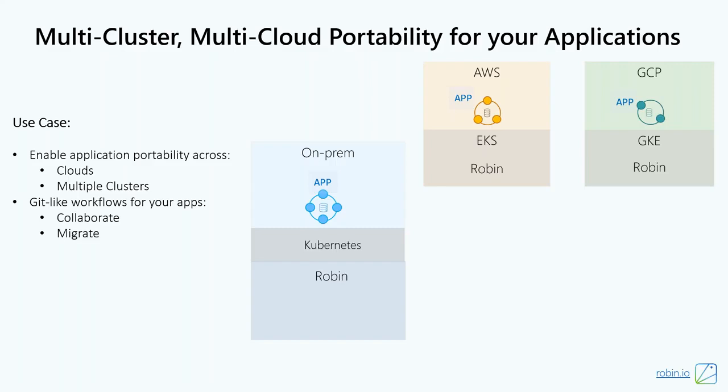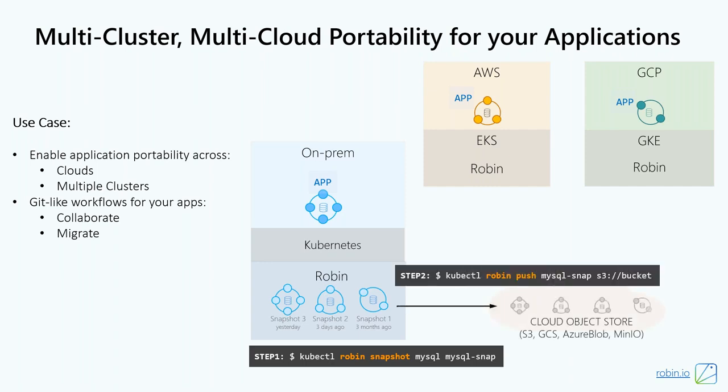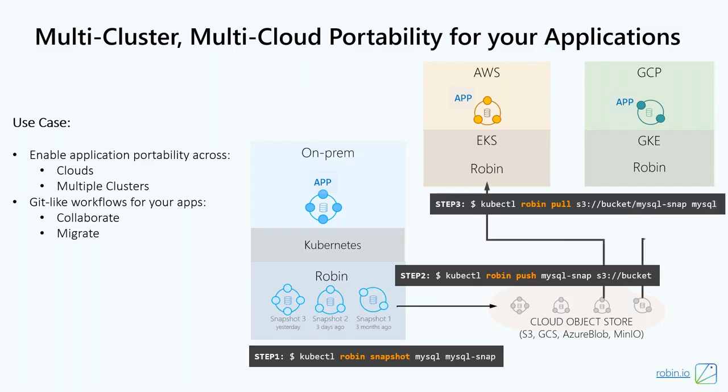So that's where Robin, once again, makes it really simple. You create a snapshot on your source cluster, then you push that snapshot to a cloud object store using a single simple command. And then in your target cluster, you just, once again, use a simple command that says pull a snapshot from this common backup repository, right?